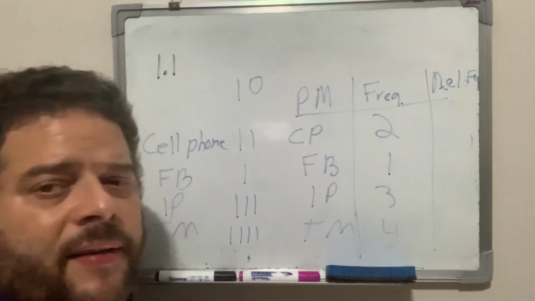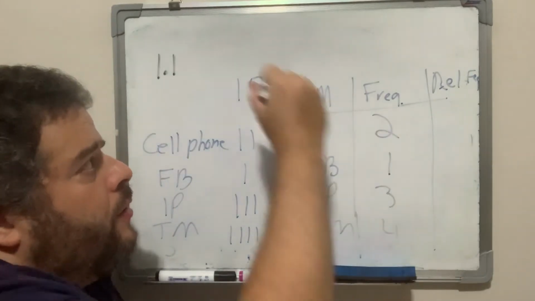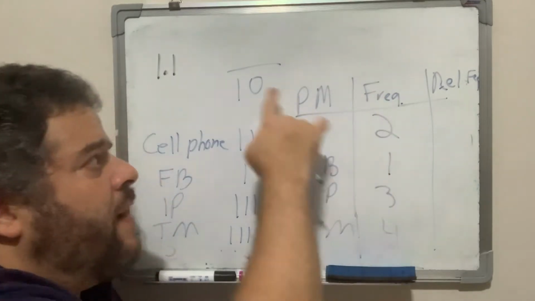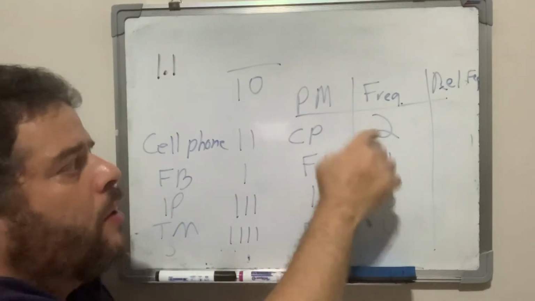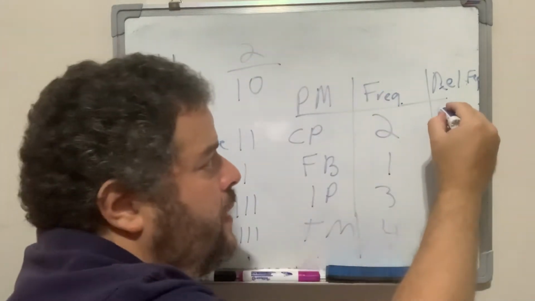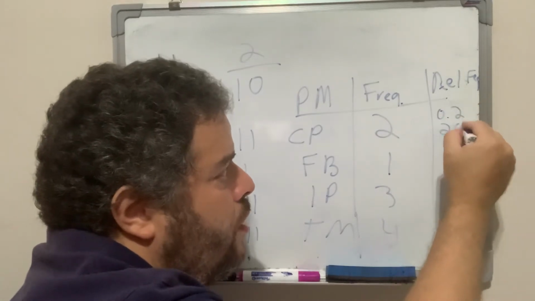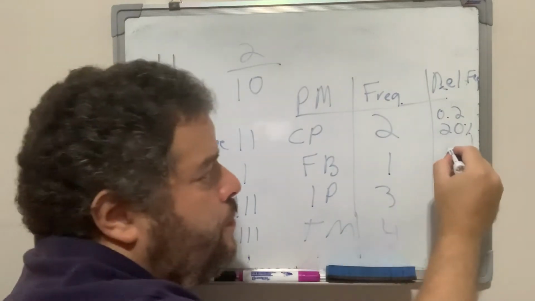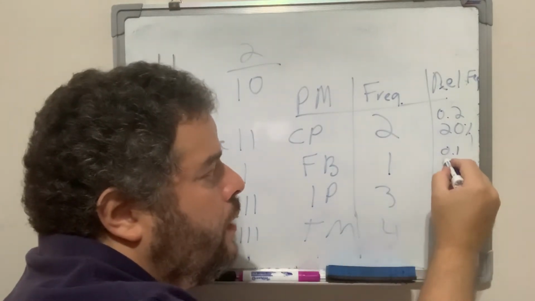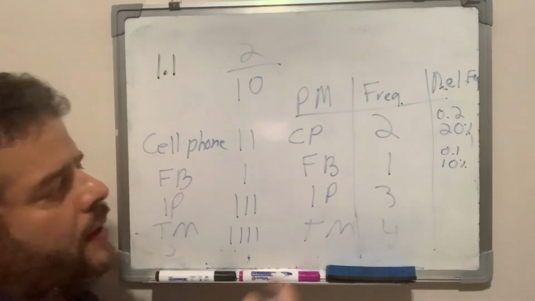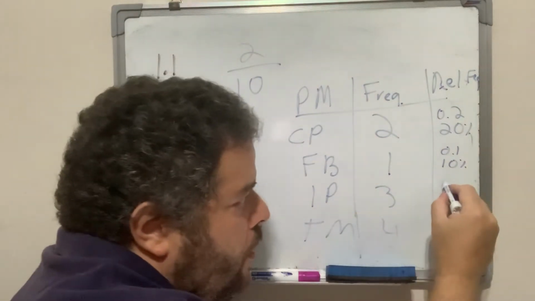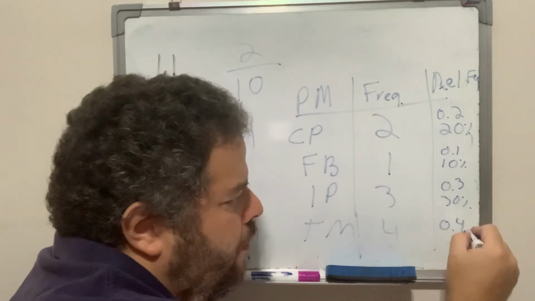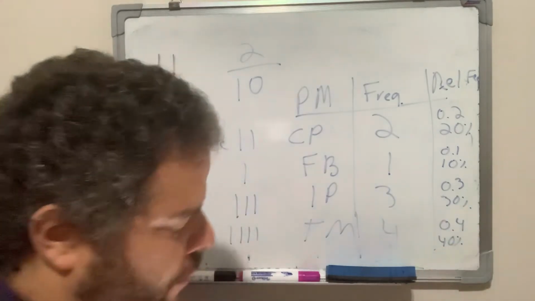In order to find the proportion, you're always going to put the number of people who qualify in that category divided by the total number of people. So 2 divided by 10 gives me a proportion of 0.2, or 20%. 1 divided by 10 gives me a proportion of 0.1, or 10%. 3 would be 0.3, or 30%. 4 would be 0.4, or 40%.